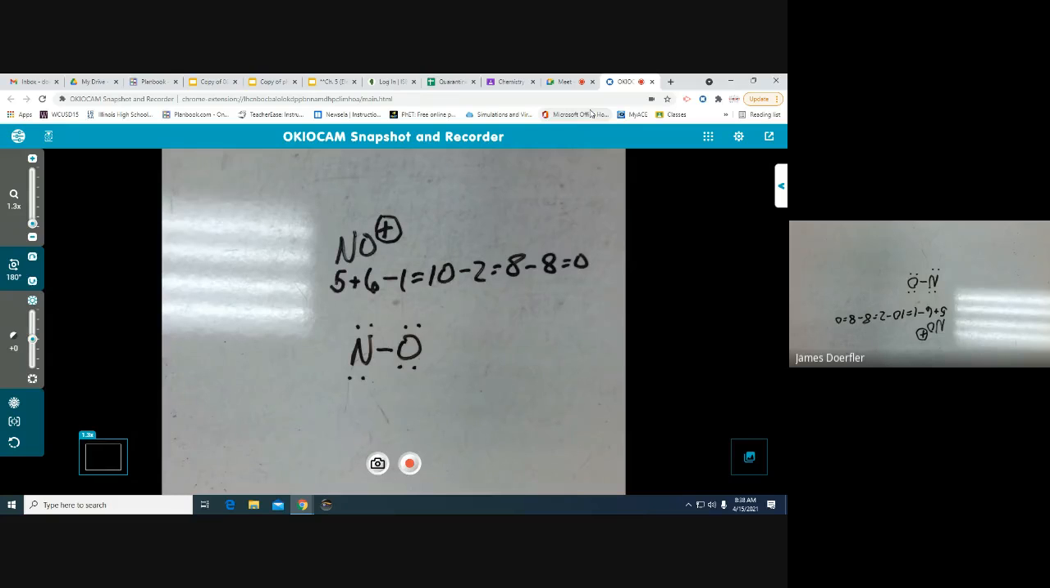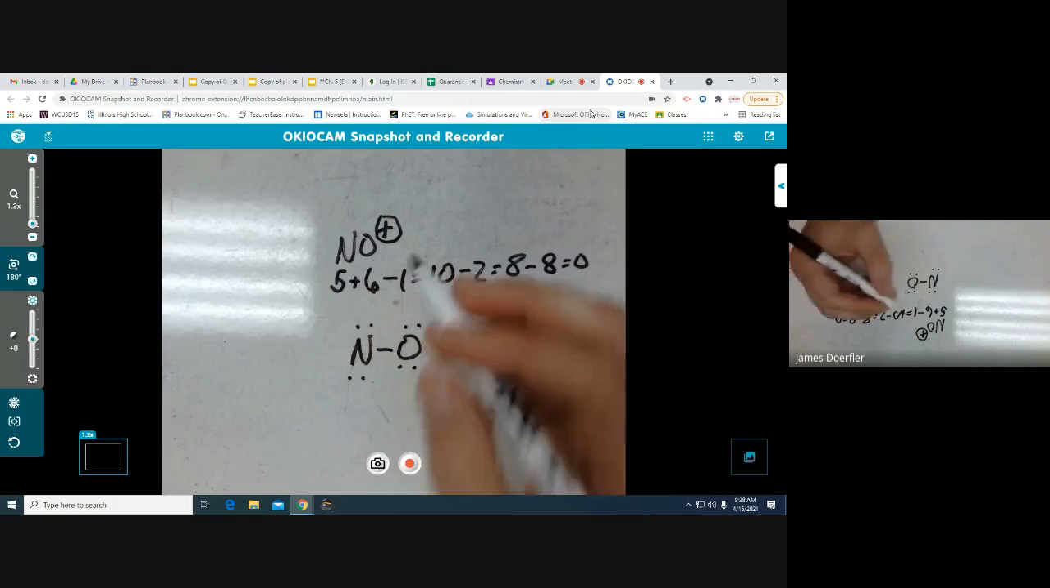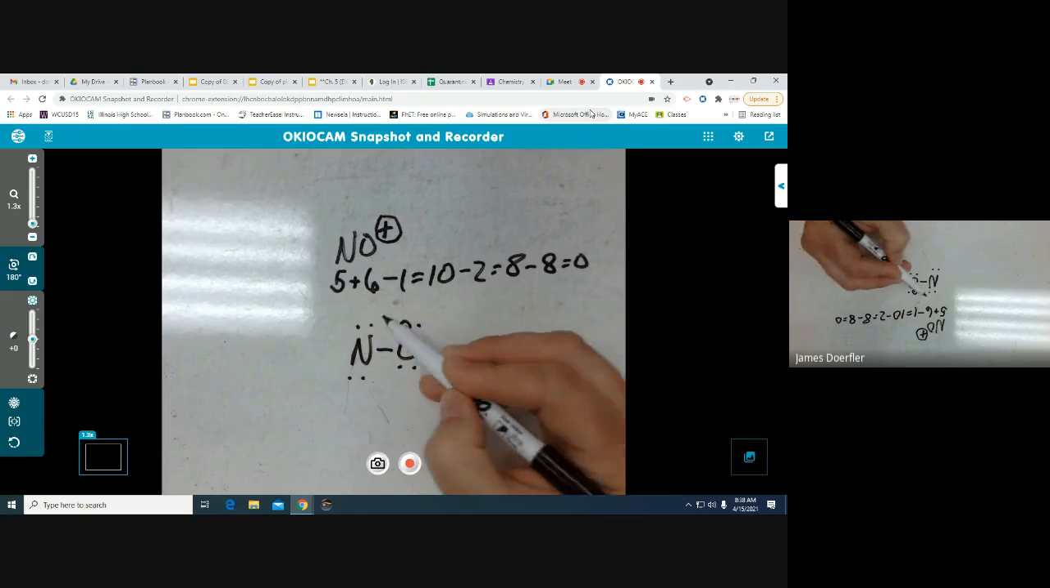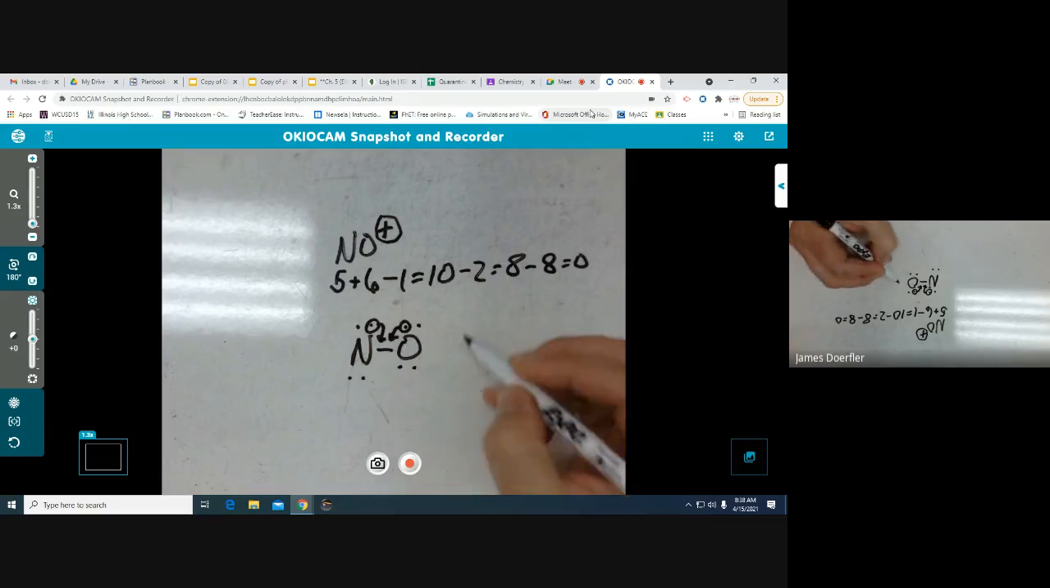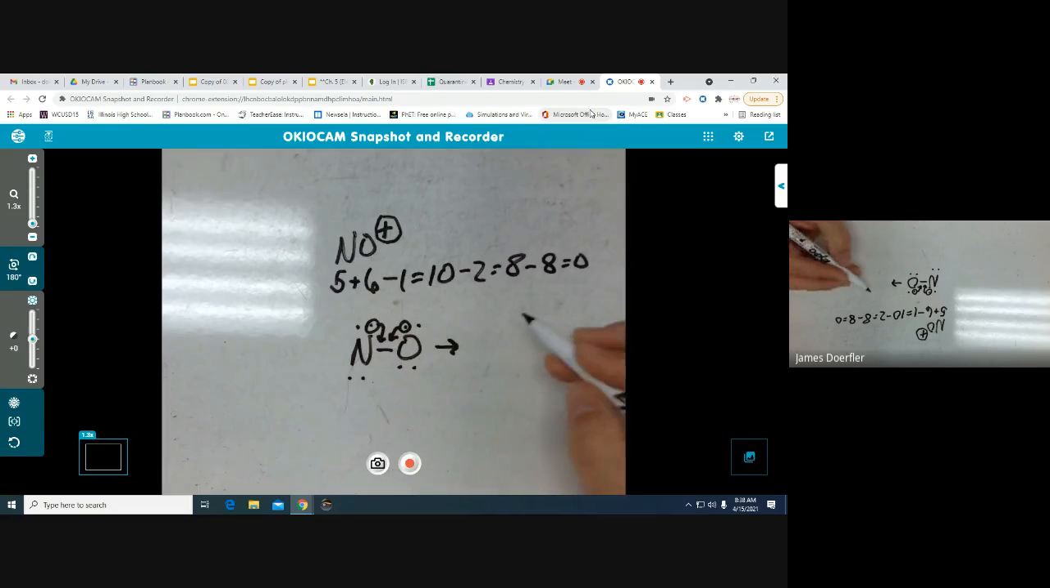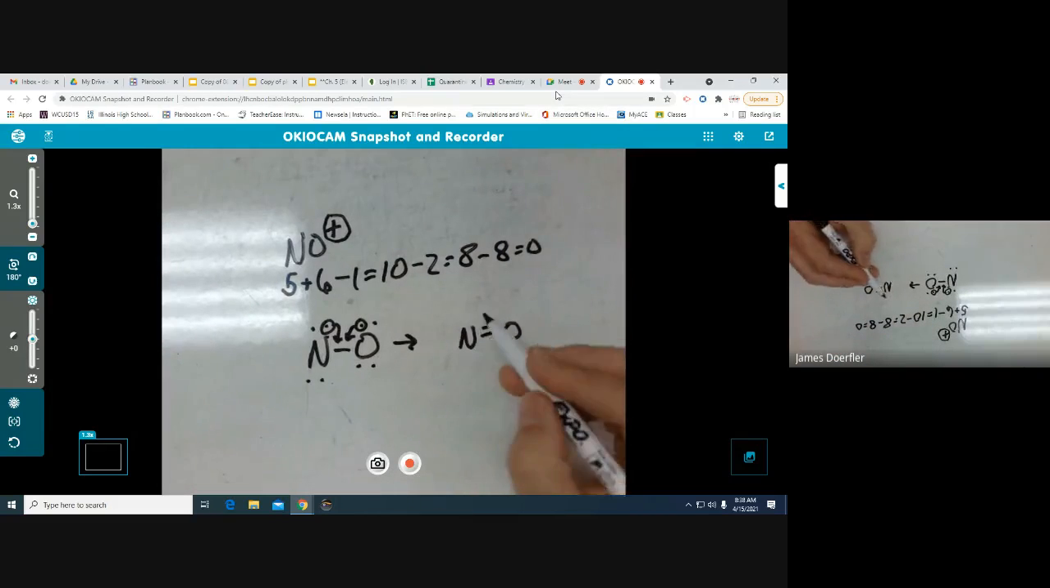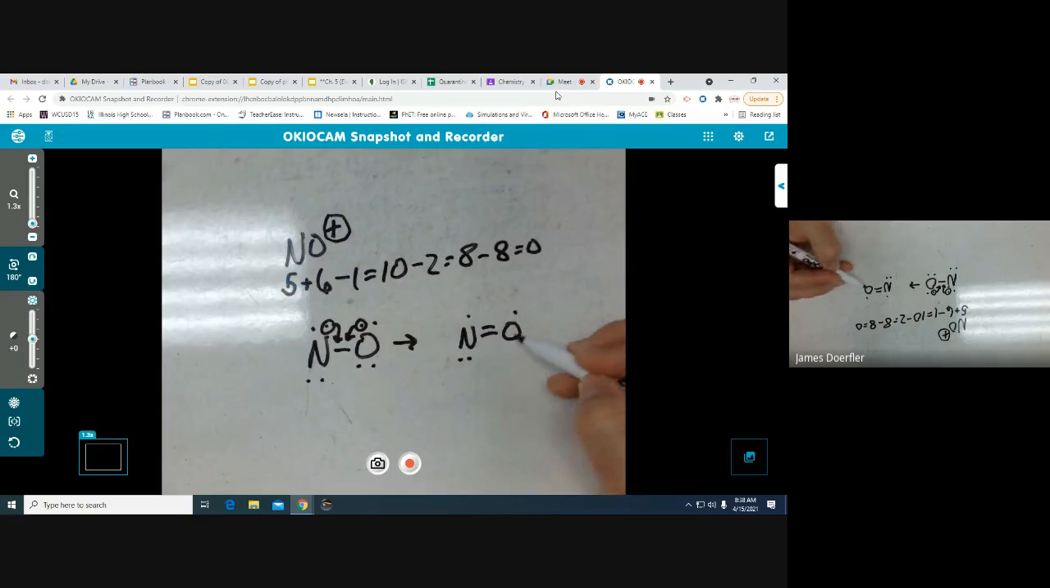So what we're going to do is start creating multiple bonds. We're going to borrow some electrons from each one. So I'm going to take one from here, one from here. They're going to come join together. So now I'm going to get what looks like this, a double bond between nitrogen and oxygen. And I still have to indicate how many I have present.